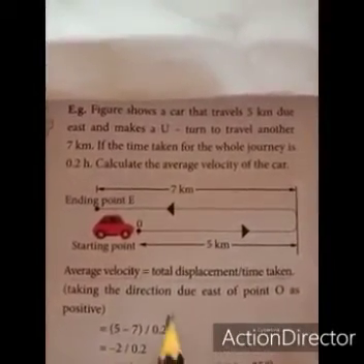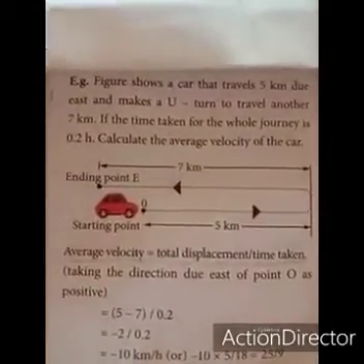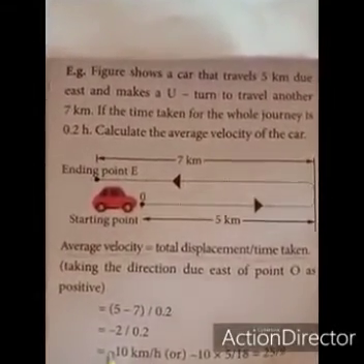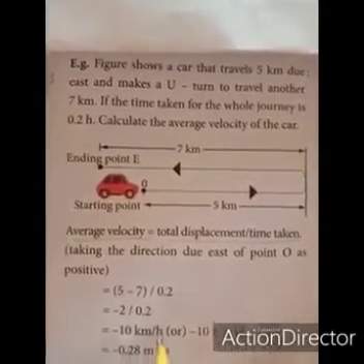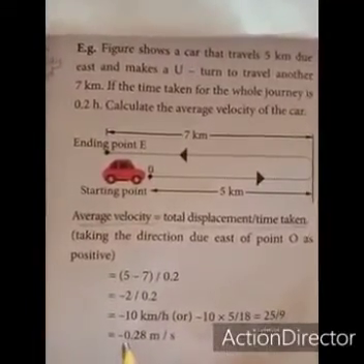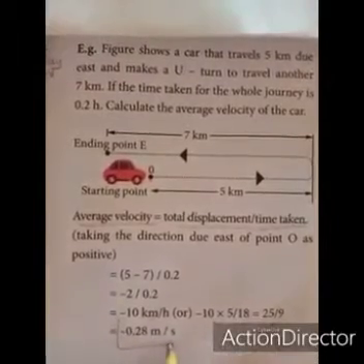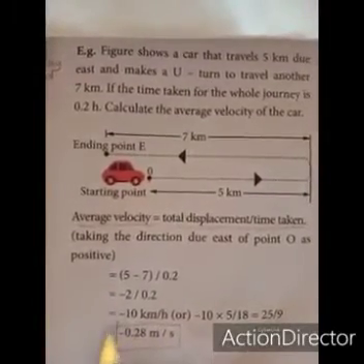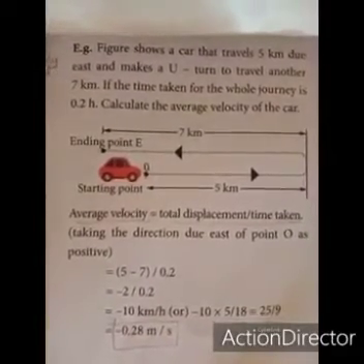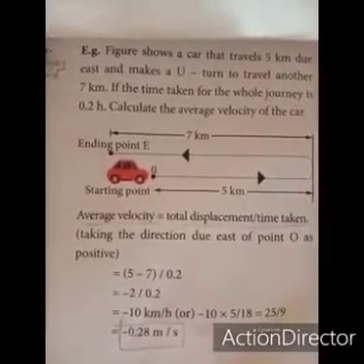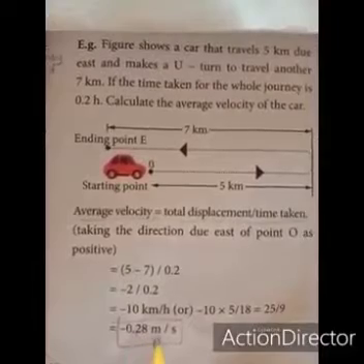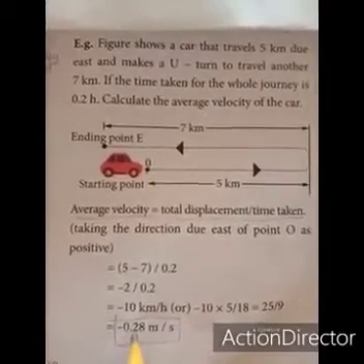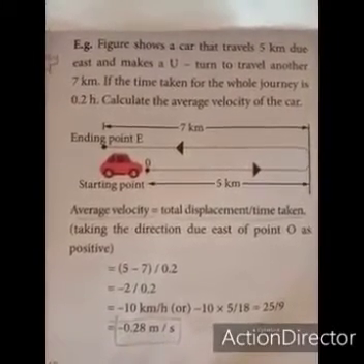So here we are subtracting and we get the value minus 10 km per hour. On further simplification, we get the value 0.28 meter per second. The average velocity of the car is minus 0.28 meter per second.